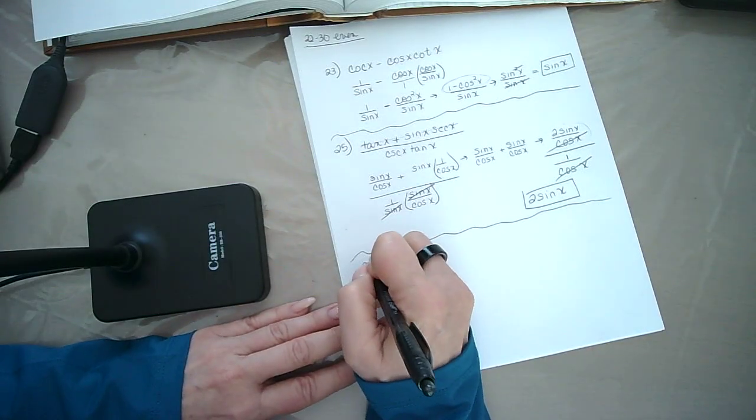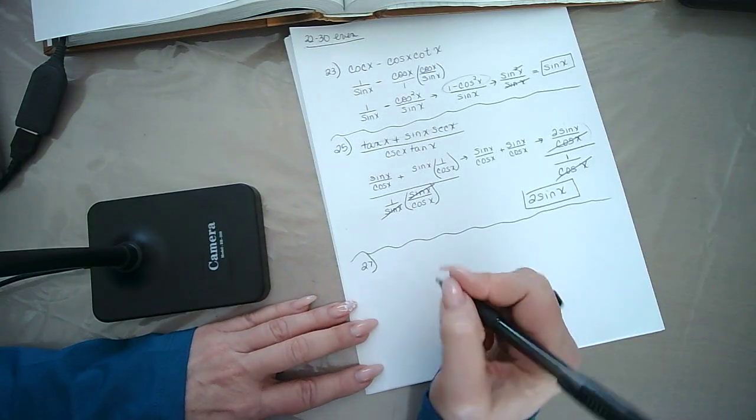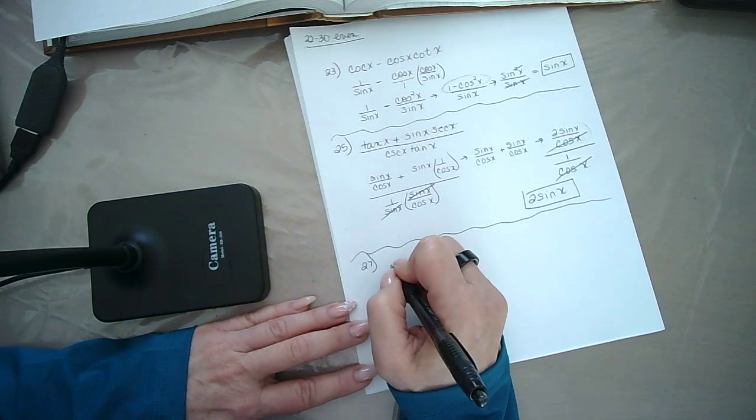Let's look at 27. By the way, this is what we're going to be doing for most of the chapters, so you really need to learn how to do these.